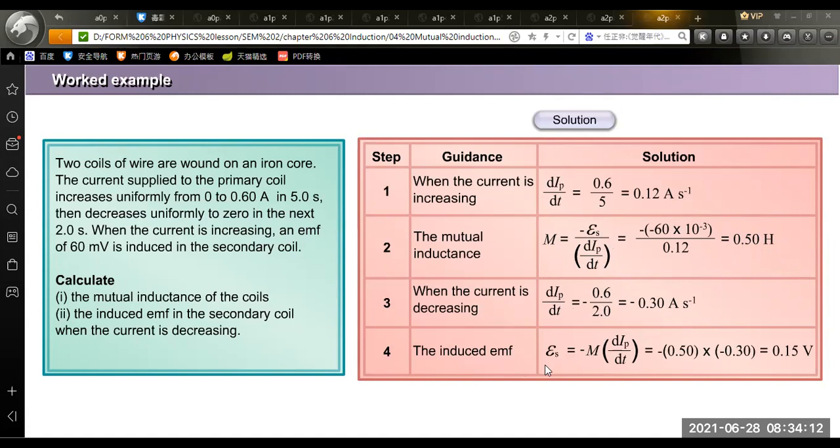So the induced EMF in the second coil S will be equal to negative M dIp over dt. The mutual induction is 0.5 times 0.3, so it will be 0.15 volt only. This is how we calculate the answer. They didn't ask about the direction, they just want the magnitude at the end. EMF never shows the direction, just the current shows the direction. So the current will be in the negative direction, but the EMF is just a magnitude without any direction, so it will be positive.